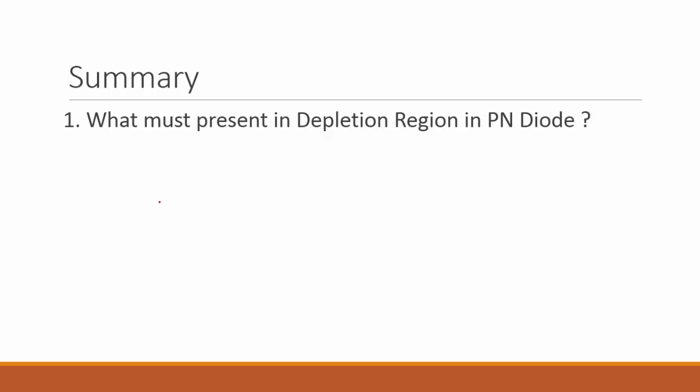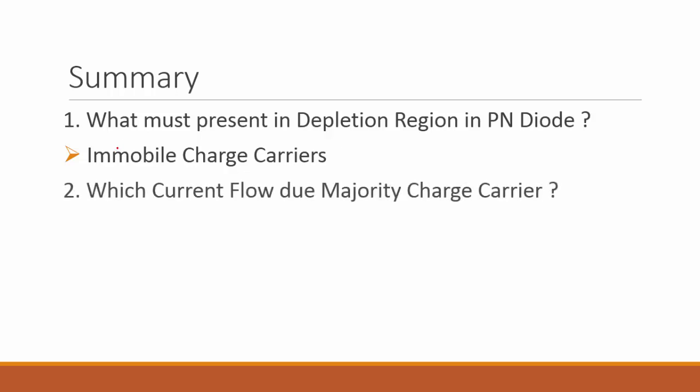Let us summarize what we have studied throughout the session. What must be present in the depletion region in the PN diode? You know about the depletion region, there are no free electrons and no holes. So what will be present over there? Only immobile charge carriers. Which current will flow due to the majority charge carriers? The majority charge carriers recombine in the depletion region, and that's why we call the current a diffusion current.